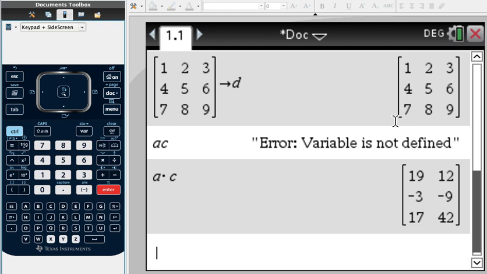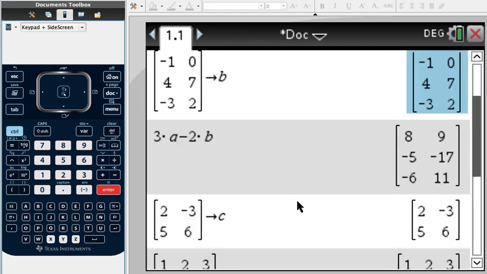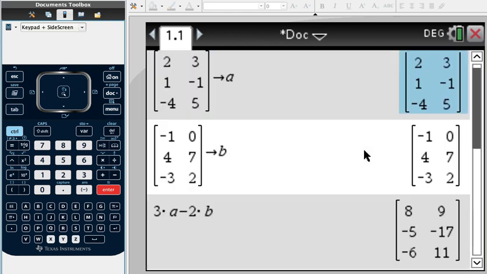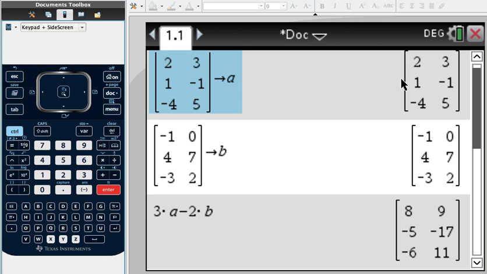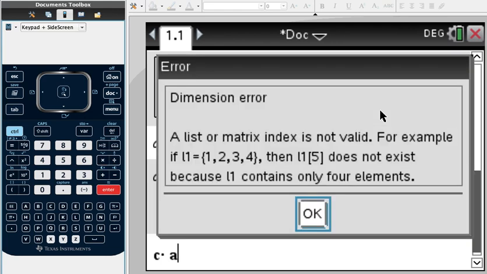Now, if we notice the sizes of the matrices here, if we try to do C times A, C is a 2 by 2 and A is a 3 by 2. So those middle numbers are not going to match up. So C times A should not be defined here. Yeah, so it only has 4 elements, and so on. So it says it's a dimension error.